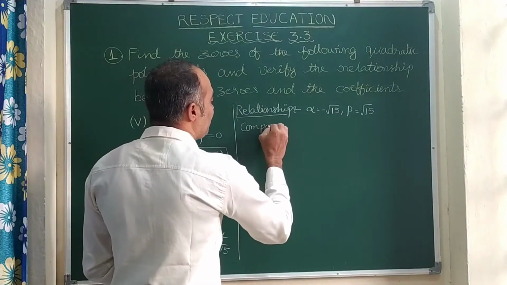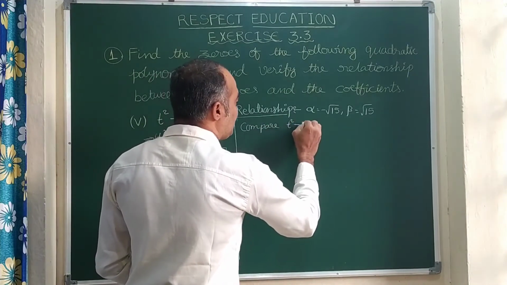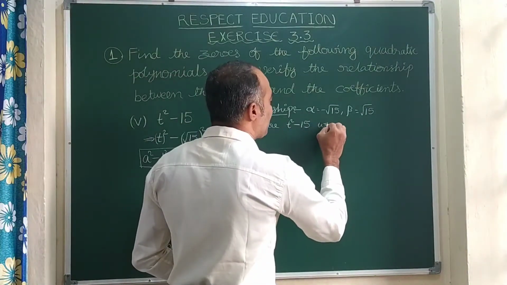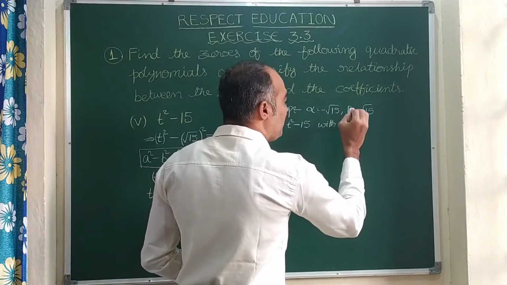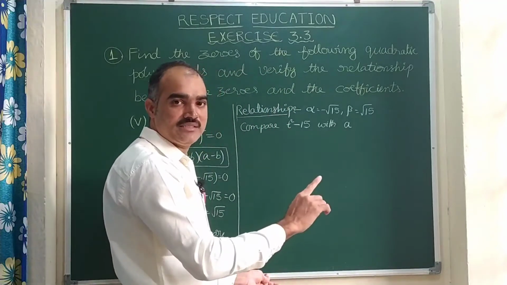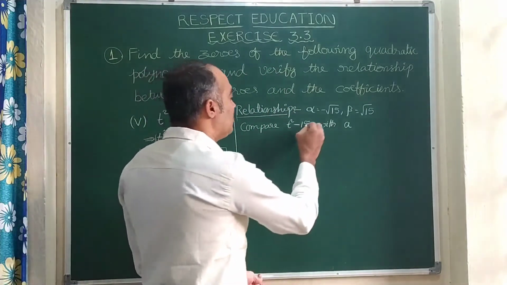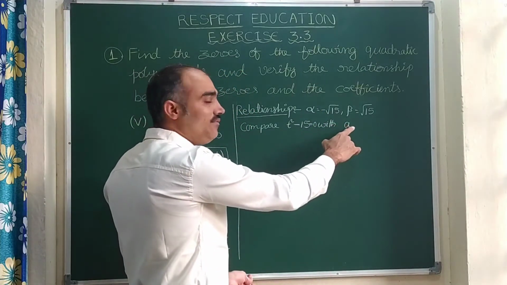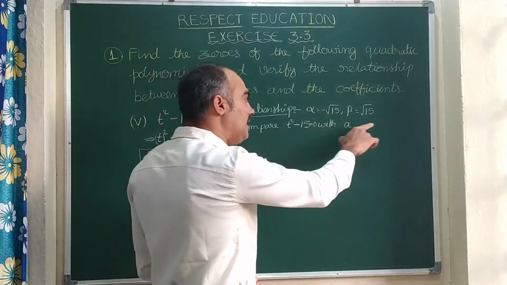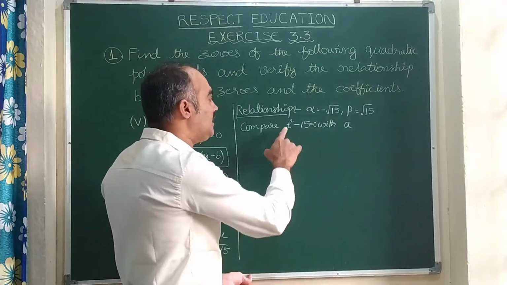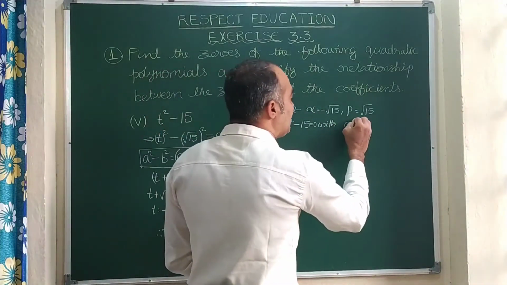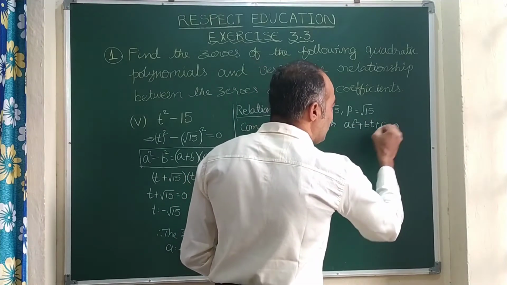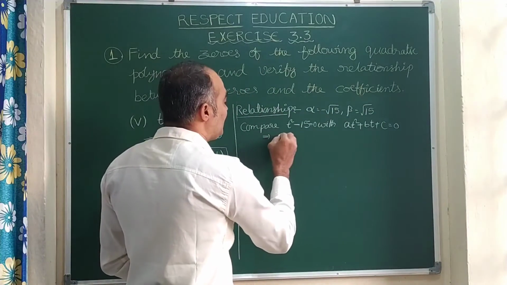Compare t square minus 15, the given polynomial, with ax square plus bx plus c equal to 0. So here let us write t square minus 15 equal to 0. If we take x as variable, that will be ax square plus bx plus c equal to 0. But here the variable is t. So let us write this as at square plus bt plus c equal to 0. On comparing, we will get the values.